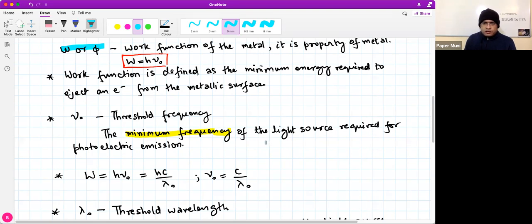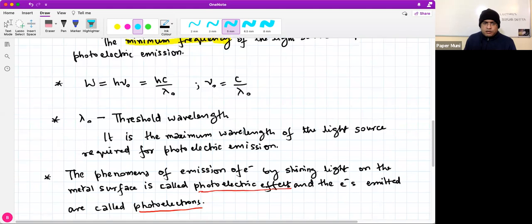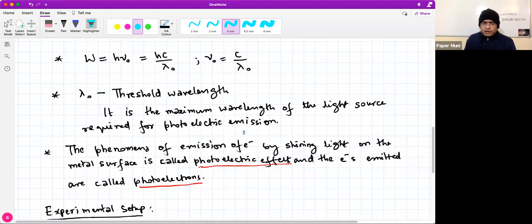So far we have discussed all these things in the previous meeting. Now, W is equal to h nu naught, equal to h c by lambda naught, and nu naught is equal to c by lambda naught. Now, lambda naught is the threshold wavelength. In this case, it's a maximum wavelength, because it's inversely related to this thing. So this is the maximum wavelength of light source required for photoelectric emission.